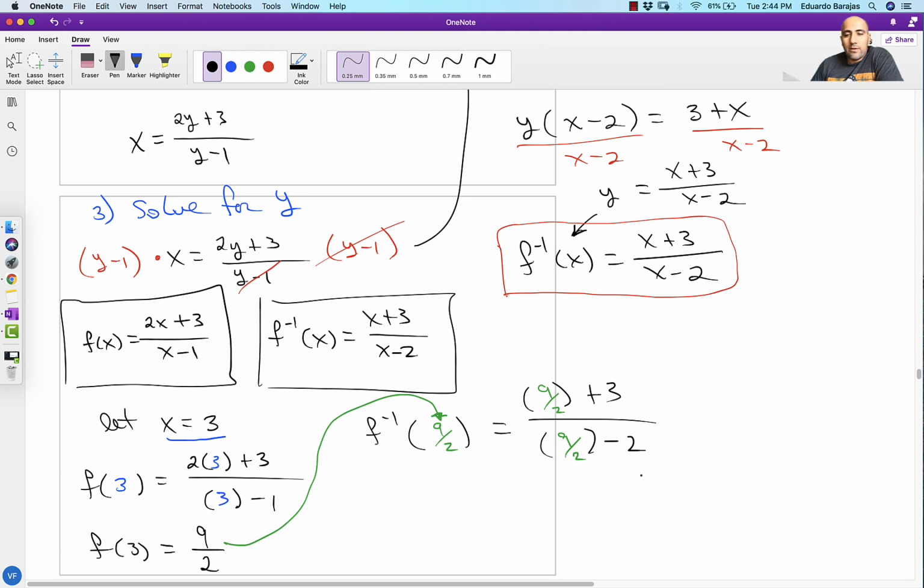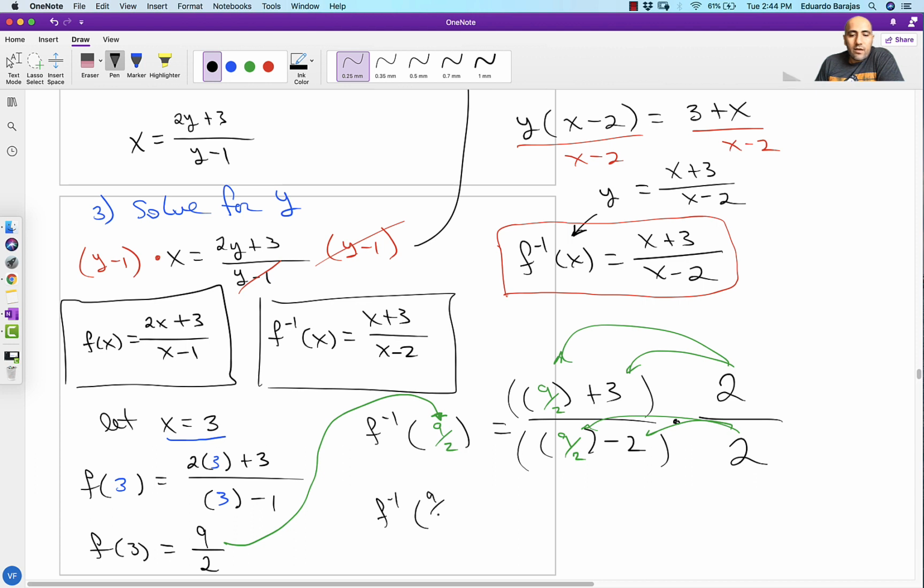Okay, to simplify this guy, we're going to multiply the numerator and denominator by a giant 2, which needs to be distributed. And then multiply to this guy, to that guy, to that guy, to that guy. So we'll get that f inverse of 9 over 2 is equal to a fraction where the numerator has a 9 plus a 6, and the denominator has a 9 minus a 4, which leads to 15 divided by 5, which equals 3. Right back where we started. Okay, that doesn't mathematically prove that this works, but at least it gives us some confidence that it worked for one unique randomly selected value, x equals 3.